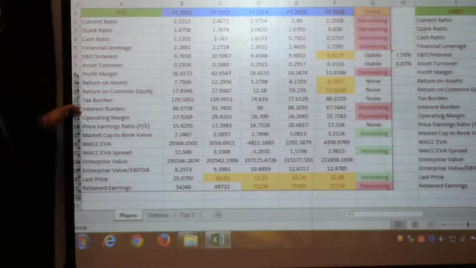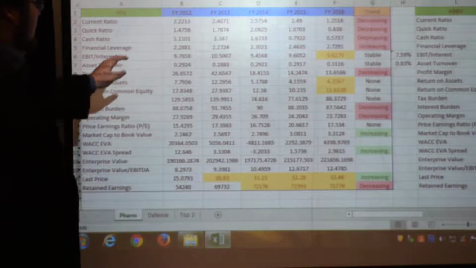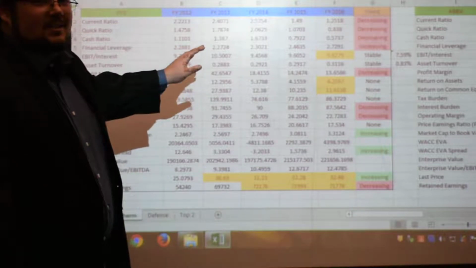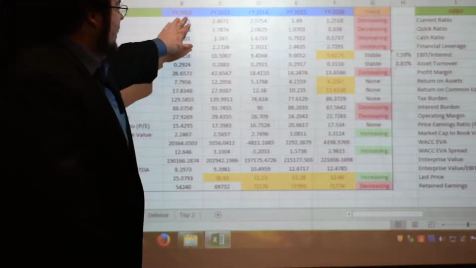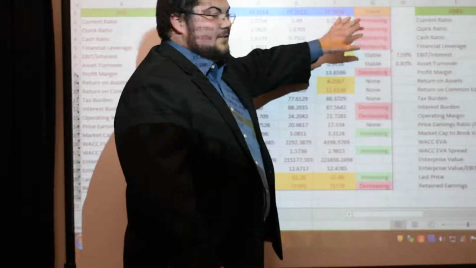And here on the side, we have all of our different ratios, our fun stuff we're going to be working with today. And then we have it spread across 5 different years. Luckily, they all managed to line up, so we have financial year 2012 all the way through financial year 2016. Now, our last column here is our trends column.